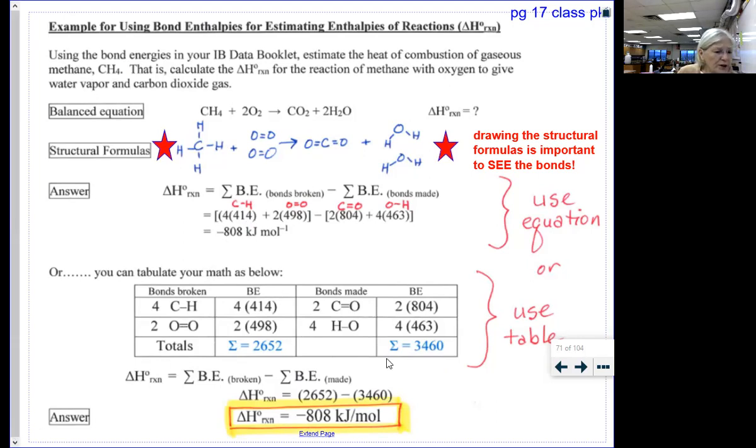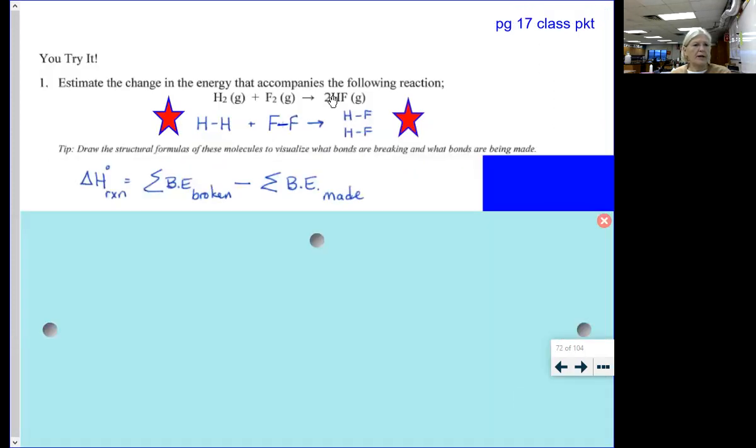Once you do this equation, substitute in the numbers and do the math: -808 kilojoules per mole. Now, next one, page 17. Estimate the energy change that accompanies the following reaction: taking hydrogen and fluorine as gaseous molecules and making HF.